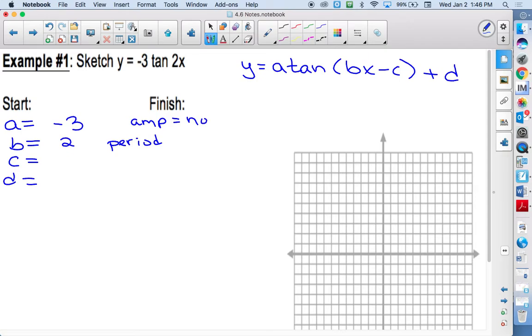So there is no amplitude, even though we have a -3 there. I'll show you how that affects the graph, but it's not the amplitude, still none. What would the period of this graph be? How would you find that?